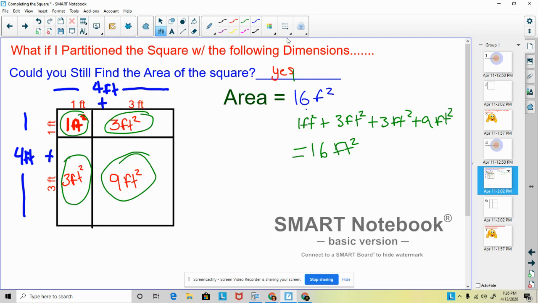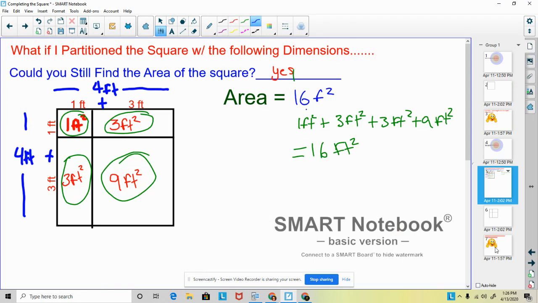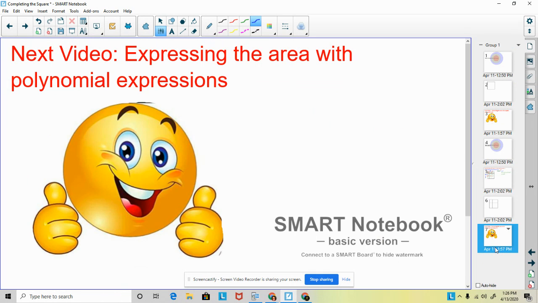So if you can see here that taking these areas and adding your partition areas together, or understanding that you add the dimensions together to get the length of either side, you can still find your area. Okay, so 4 times 4 is 16, or if you add all these areas up, that is also 16. All right, so in our next video, we're going to be expressing the area with polynomial expressions.